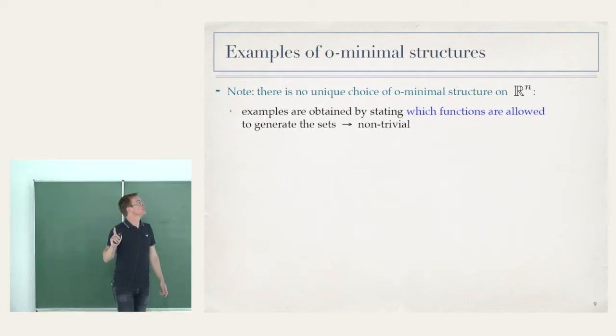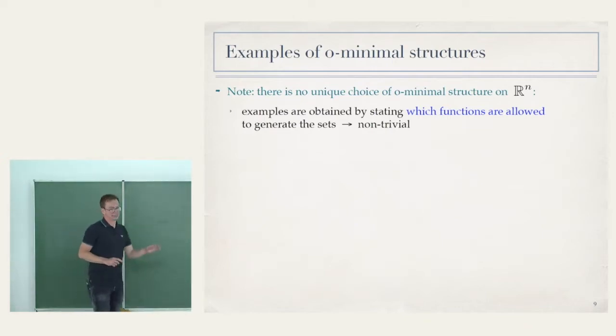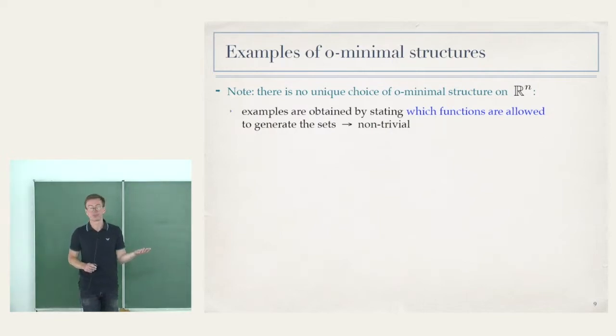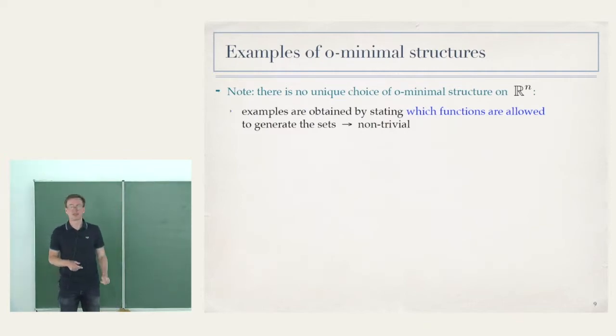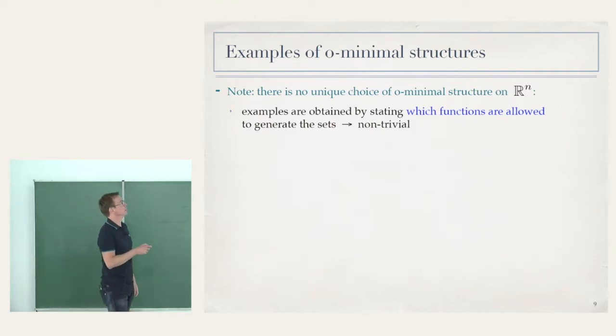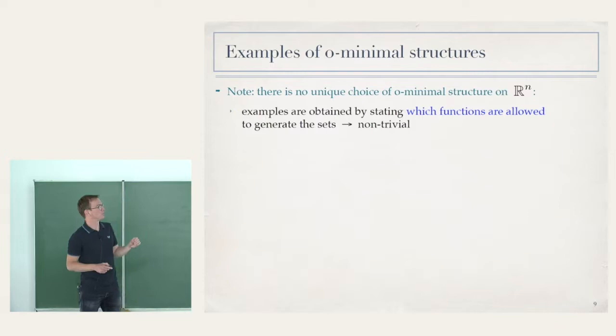So note, there is not a unique choice of an O-minimal structure. Actually, much of the early work on this, at the end of the 90s, and many of the deep theorems proved in this subject are about constructing such tame structures. And this is very non-trivial. It's done by logicians, and don't ask me how these proofs work. But the basic idea is to construct these sets by stating which functions are allowed to generate the sets. And that's very non-trivial, to pick the functions.